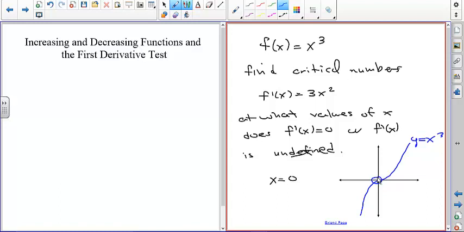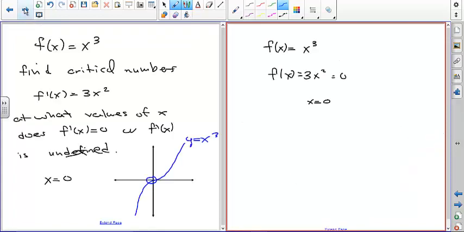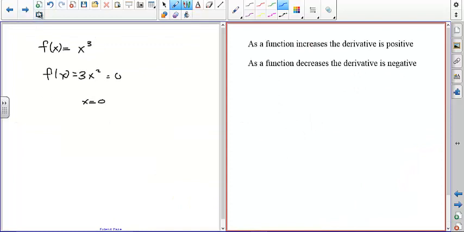So we have to have some way of determining that, and that's what the first derivative test allows us to do, is to figure out whether something has a local minimum or maximum. So before we do that, we're going to talk about what it means to be an increasing function or decreasing function. It's what you would expect. So this is not rocket science.